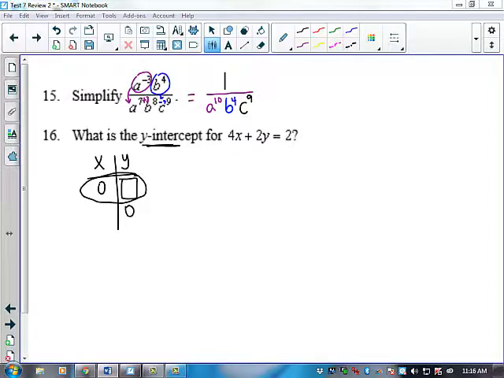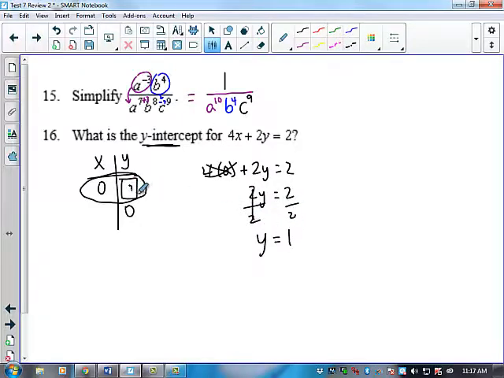Okay, this ordered pair should be my answer. So I'm going to just do what it says, 0 for x. So I have 4 times 0 plus 2y equals 2. That will cancel out. So I have 2y equals 2. Divide by 2 on both sides. So y is equal to 1. So your y-intercept is 0, 1. Or you could just say y equals 1 because that's where it hits. But typically I like to see this ordered pair so that I know that you understand what we're talking about.